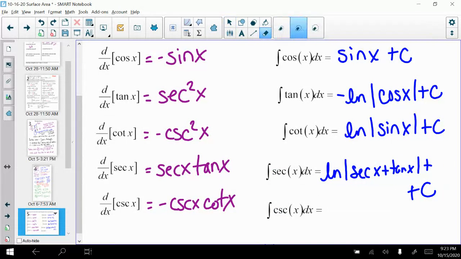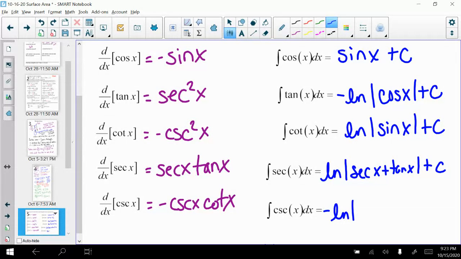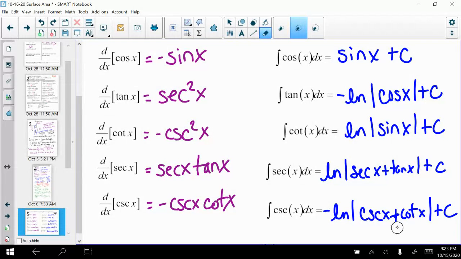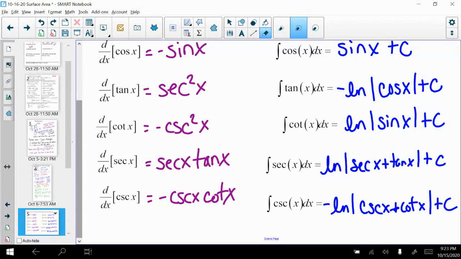And then the last one that I wanted to write down was the integral of cosecant, which is, of course, again, another natural log, but this time we have that negative. So negative natural log of the absolute value of cosecant x plus cotangent x plus c. Okay, so I just wanted to make sure that we had those and are studying those if we don't have them memorized.